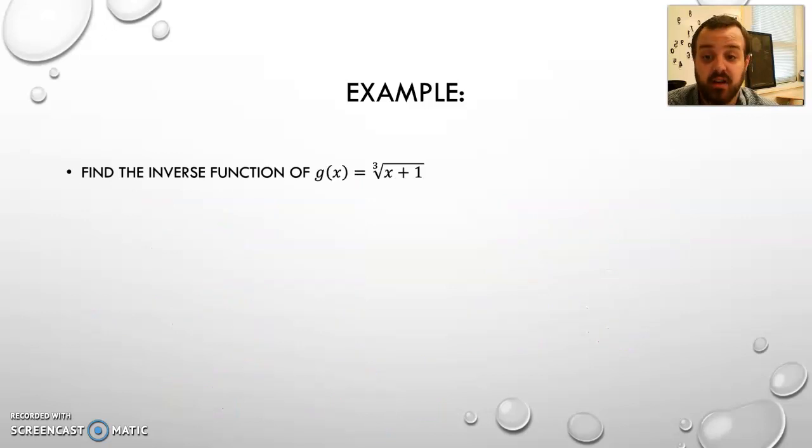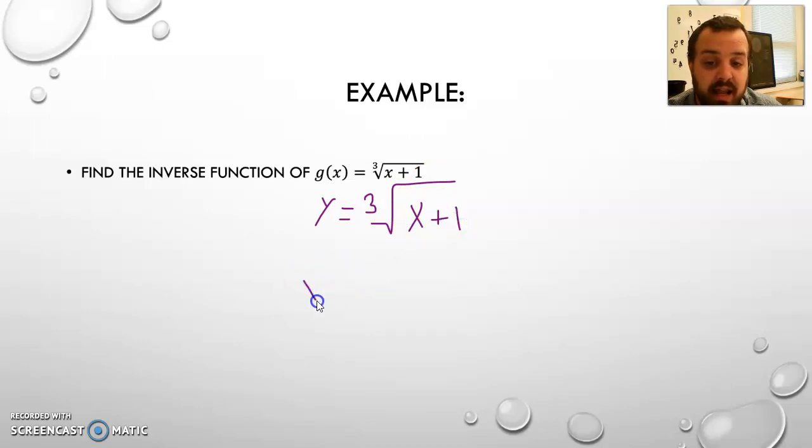Here's another one. This time we have the cube root of x plus 1, and I want to figure out what its inverse function is. So again, I'll start by writing this equal to y. So y equals the cube root of x plus 1. I'll flip-flop my x and y. So we're going to get that x equals the cube root of y plus 1. And then I solve for y, and that'll get me the inverse.